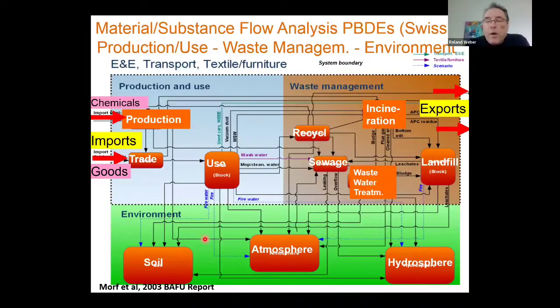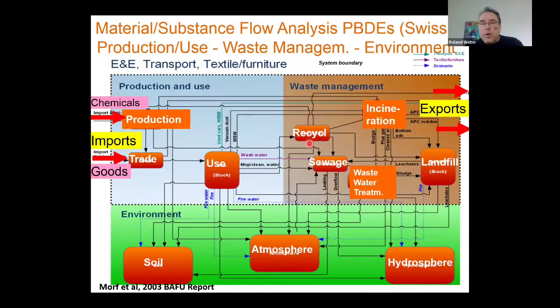Like before, here I would like to highlight the substance and material flow. This is an example from Switzerland, where you see an assessment of the imports. Switzerland did not have a production of brominated flame retardants themselves. So everything, the products but also the chemicals, were imported, go into the production, then into the use, and from there into waste incineration, to the landfill, but also to the recycling.